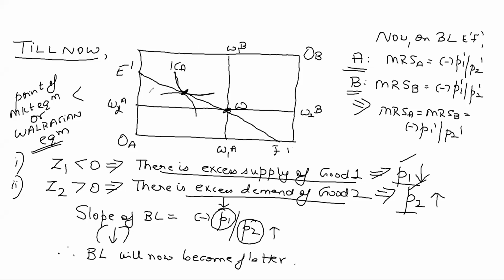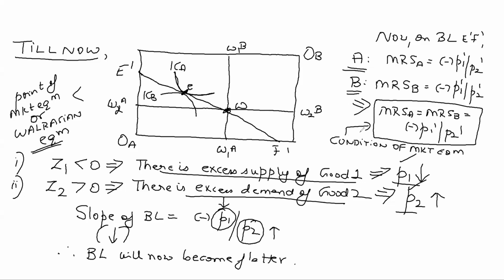This is ICA and this is ICB. Both ICs will eventually become tangent to each other. This will be the point of market equilibrium or Walrasian equilibrium. So this is my condition of market equilibrium. This condition simply states that both the ICs should be tangent to each other.